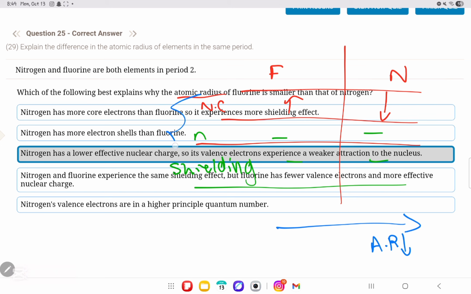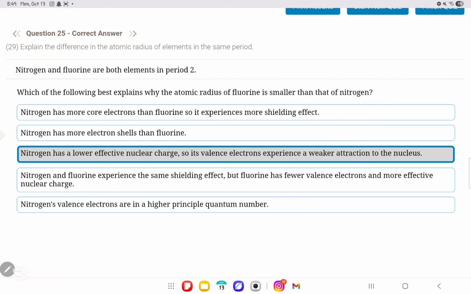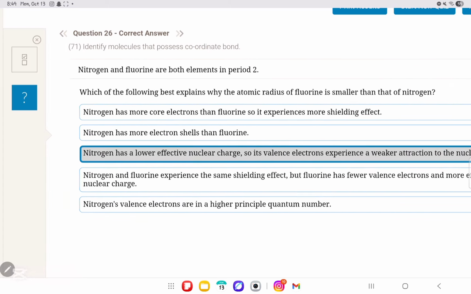So if it does not contradict what we're saying, we just say that because nitrogen has a lower effective nuclear charge, its valence electrons experience a weaker force of attraction to the nucleus, so they're farther apart and the atomic radius is bigger. We move on to question number 26.